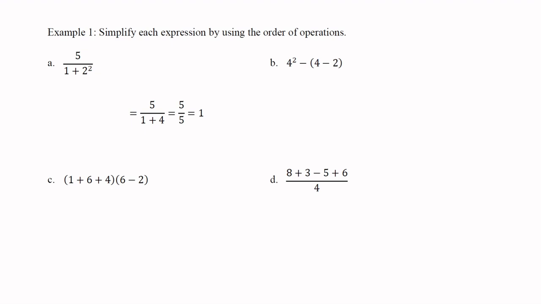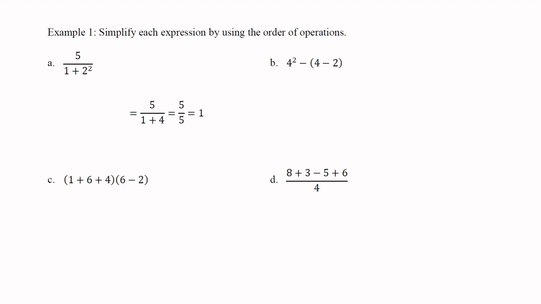Now you'll note here we did do the 1 plus 4 before we did any division. That's because when you have some expression on the top and the bottom of a fraction, you must perform the top and the bottom first, then do your division. Because it's essentially like putting the top in parentheses and the bottom in parentheses.